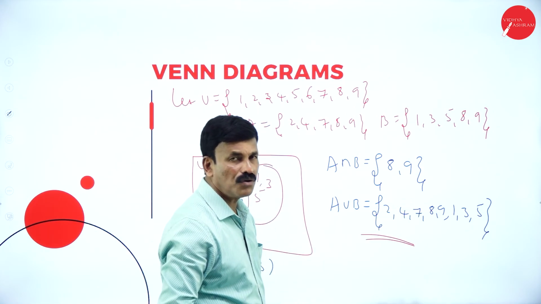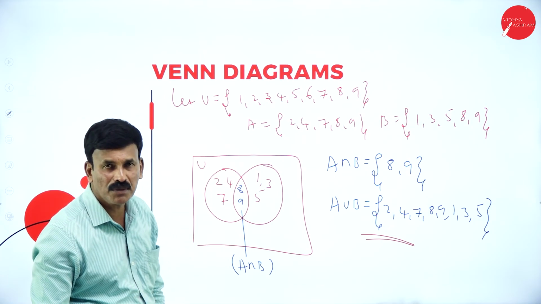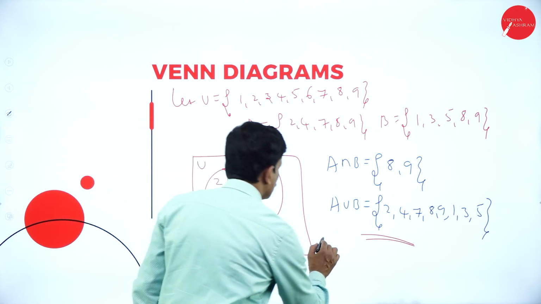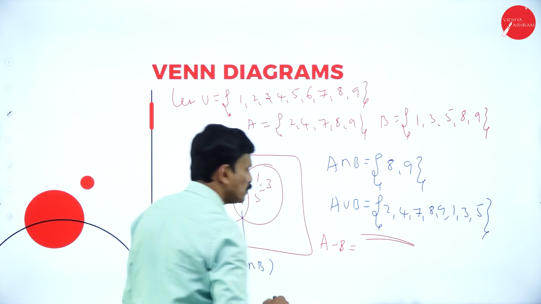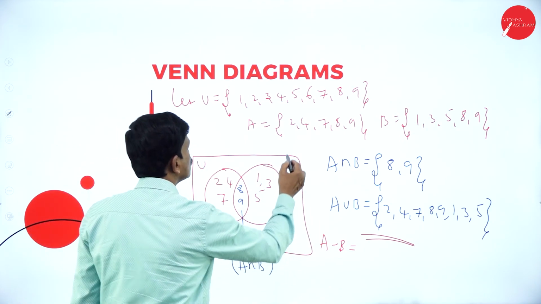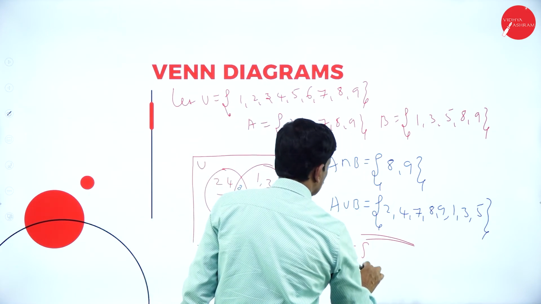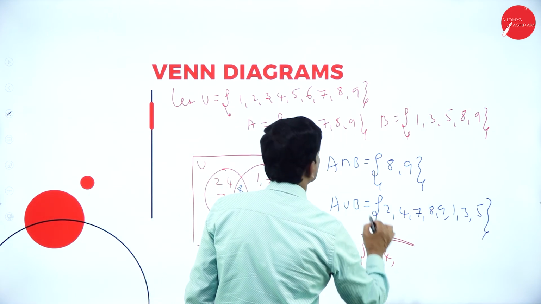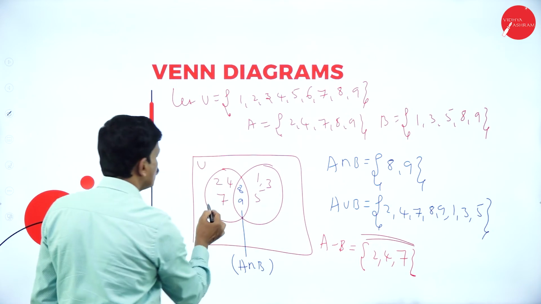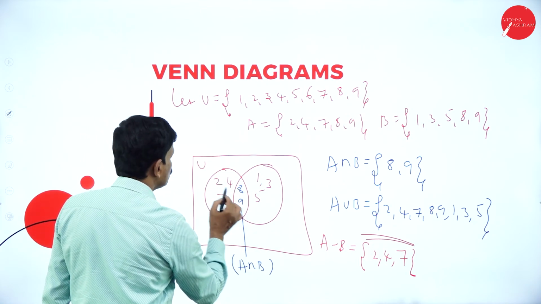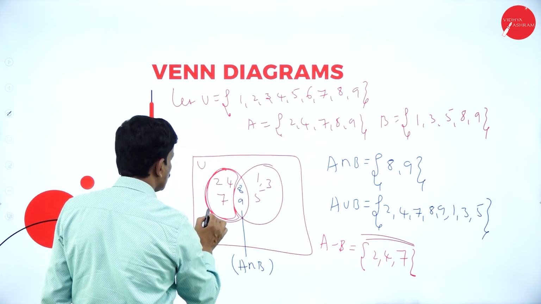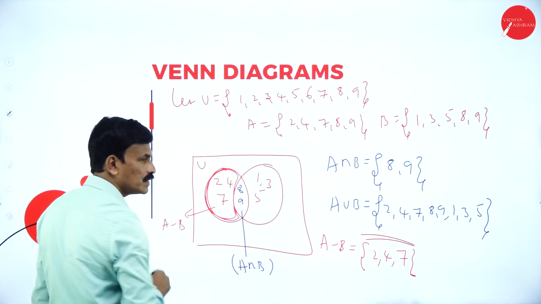Now what is A minus B? The difference between these two. From the diagram, how can you write A minus B? A minus B means all the elements which are in A but not in B. That is, the elements which are in A are 2, then 4 and 7. 8 and 9 are common. So this part will give the elements which are in A minus B. All the elements in this part will give A minus B.